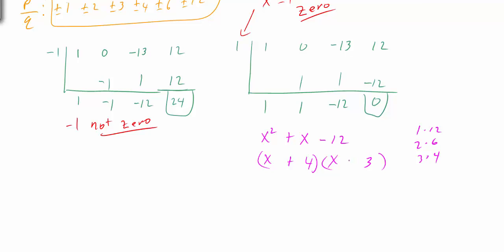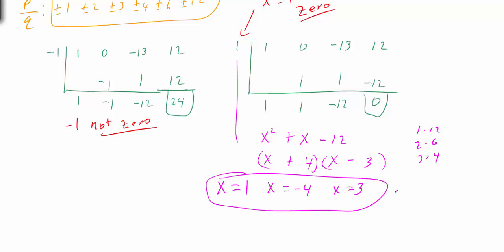And what? +4, -3. So then that means x is equal to, if we set this equal to 0, x would be equal to -4, and here x is equal to +3. And up here, we already found that x equals 1. So here, notice we have all 3 of our zeros.